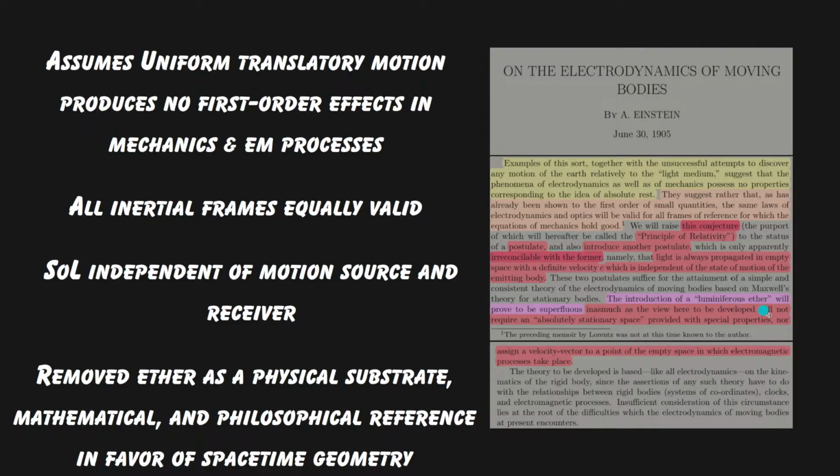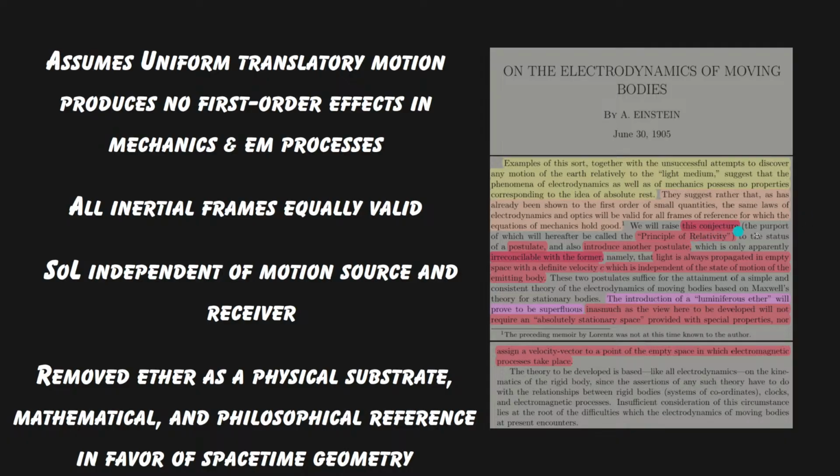Okay, well, one second. Hold on, you're adding meaning to the sentence that isn't there. The theory here will not require an absolutely stationary space. Will not require. It doesn't say it obviates. And maybe I'm being pedantic here, but the entire point of this sentence is that he's simply stating that the ether is superfluous. It's not needed because relativity obviates the need for an absolutely stationary reference frame or an absolute reference frame of any kind. But that doesn't necessitate that the ether itself doesn't exist.